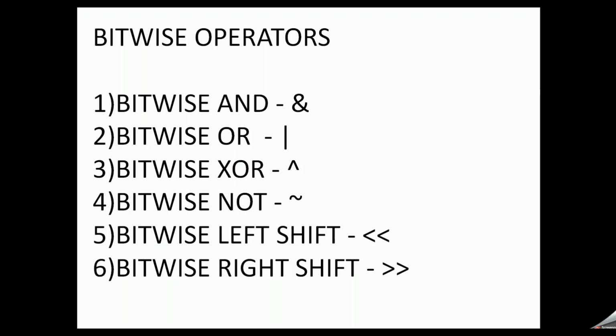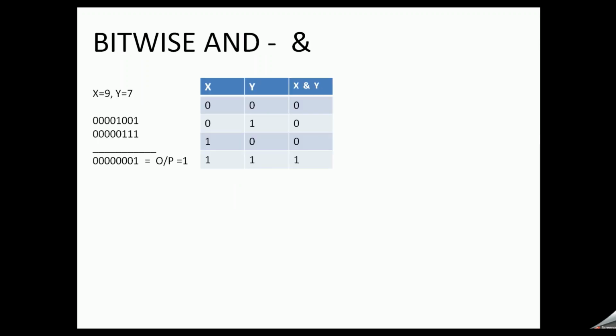Now let's look into the first bitwise operator, that is the bitwise AND. In the bitwise AND operator, suppose we have the variables x and y. If the bit of x is 0 and the bit of y is 0, if both are 0, then x and y will have the value 0. If x is 0 and y is 1, it will have the value 0. If x is 1 and y is 0, it will have the value 0. If both the bits are 1, then the value of x and y will be 1.